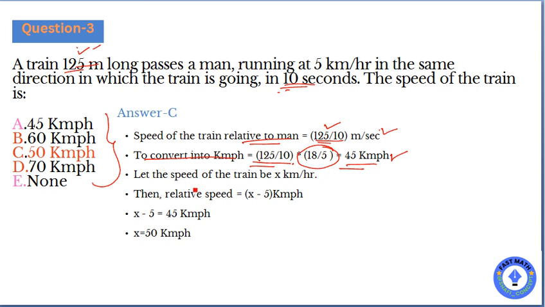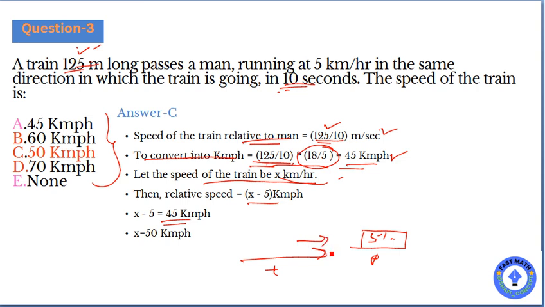In this, the speed of the train you didn't know. That's why you consider it as x kilometer per hour, because the train is moving in this direction and this is the person who has a speed of 5 kilometer per hour. The speed at which the train crosses the person is 45 kilometer per hour, already given. Here the relative speed means the relative speed of the train as well as the person, because both are moving in the same direction.